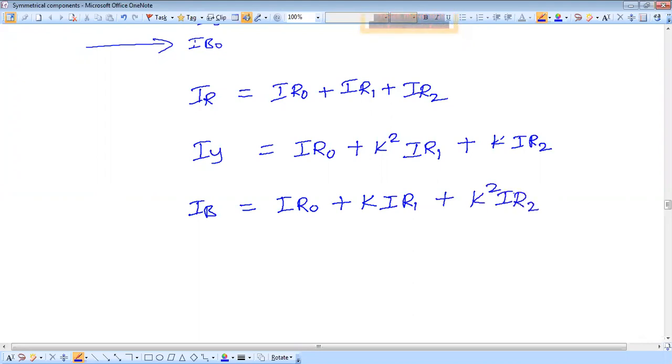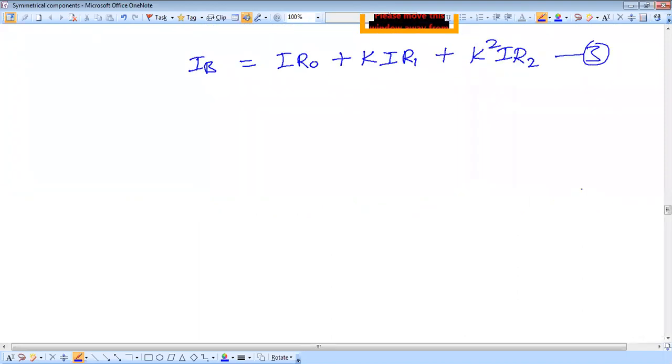Now, these are the three equations: equation number 1, equation number 2, and equation number 3. If we write equations 1, 2, 3 in matrix form, what will we get here?